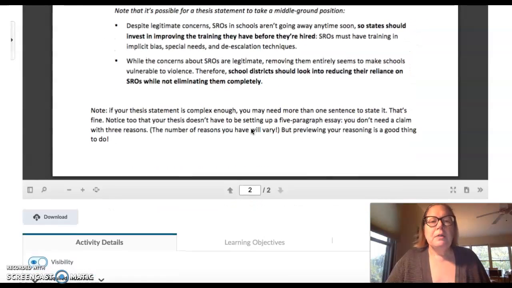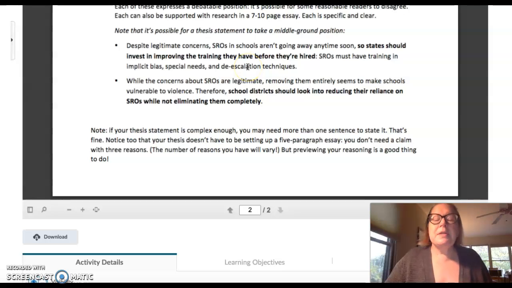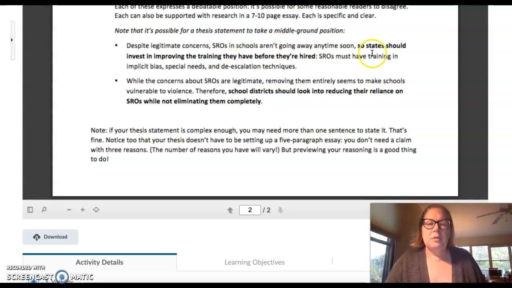I also want to comment about the fact that a thesis statement doesn't have to be a hard yes or a hard no, right? Some of you have said that you think you might kind of see both sides of the issue and maybe you want to take a middle ground position. And that you should definitely feel comfortable doing if that's where you stand. I don't want you to take a position that you don't actually believe. So let's look at a couple possible middle ground positions. Despite legitimate concerns, SROs in schools aren't going away anytime soon, so states should invest in improving the training they have before they're hired, and so on.